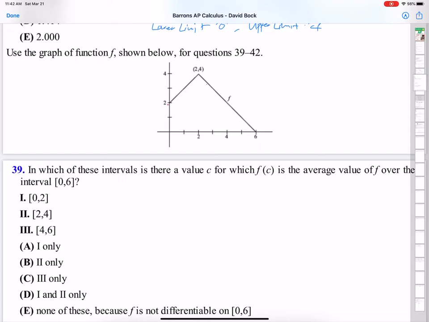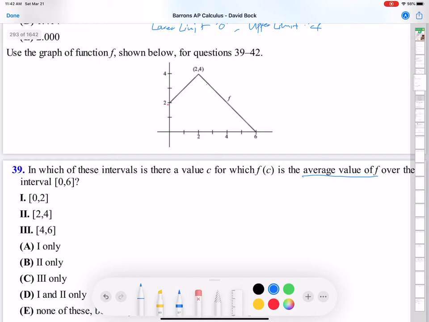Use the graph of the function f shown below. And then 39 says, in which of these intervals is there a value c for which f of c is the average value of the function f over the interval 0 to 6. That means we have to know what the average value of f(x) is, right? By that formula, integral 0 to 6 f(x) dx over 6 minus 0. And then this top part represents that area, right? So I'm going to find that area now.